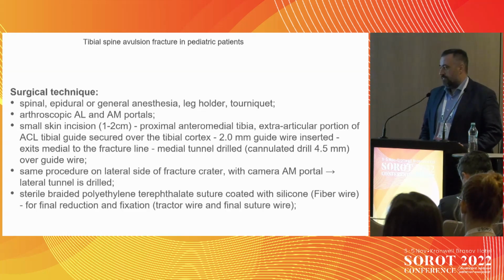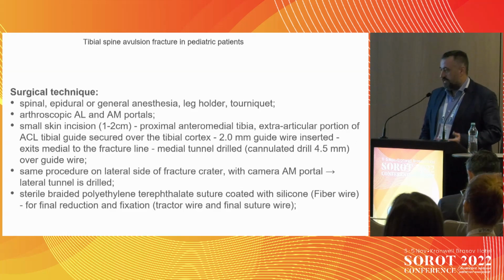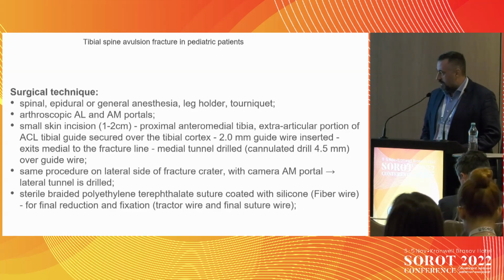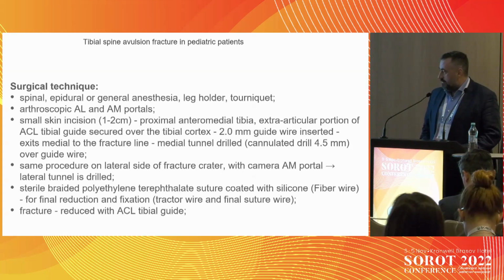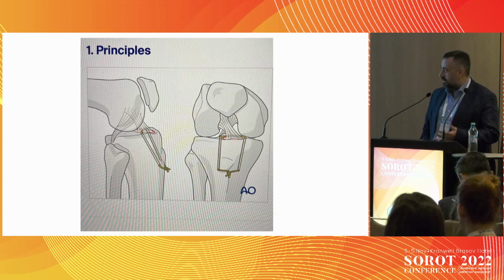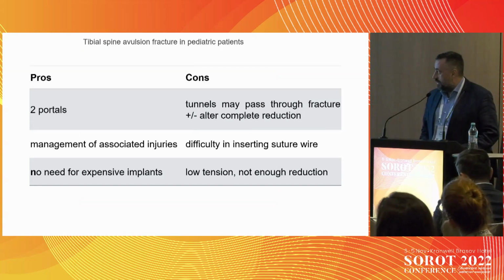So basically we used the standard AO procedure, which is presented on the AO app. After that we used the sterile braided polyethylene terephthalate suture coated with silicone, practically the FiberWire which we all have in our hospitals, for the final reduction and fixation with the tractor and final suture wire. The fracture was reduced with the ACL tibial guide. We all know this kind of image. The first patient we treated with this technique in the AO was fixed only this way.